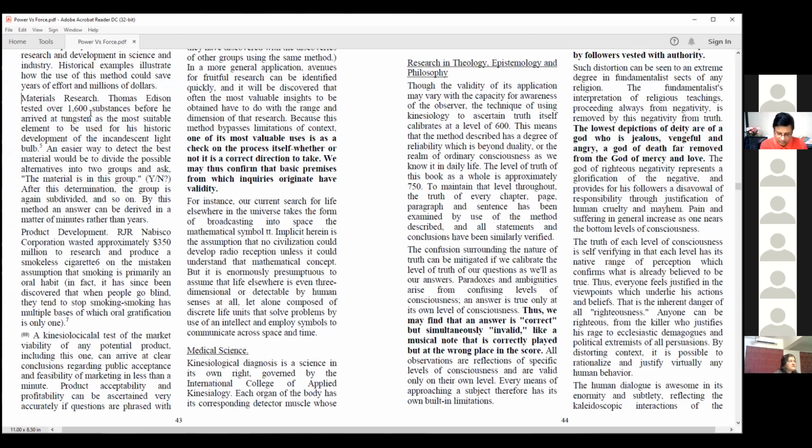Materials research. Thomas Edison tested over 1,600 substances before he arrived at tungsten as the most suitable element to be used for his historic development of the incandescent light bulb. An easier way to detect the best material would be to divide the possible alternatives into two groups and ask, is the material in this group, yes or no? After this determination, the group is again subdivided and so on. By this method, an answer can be derived in a matter of minutes rather than years.